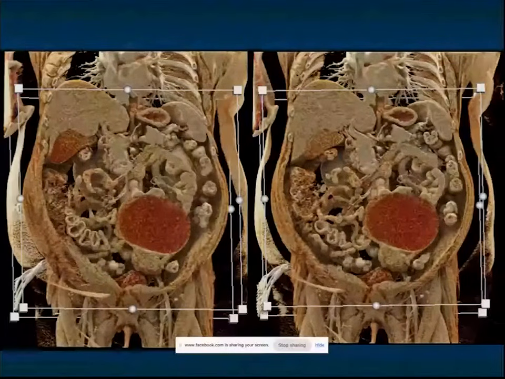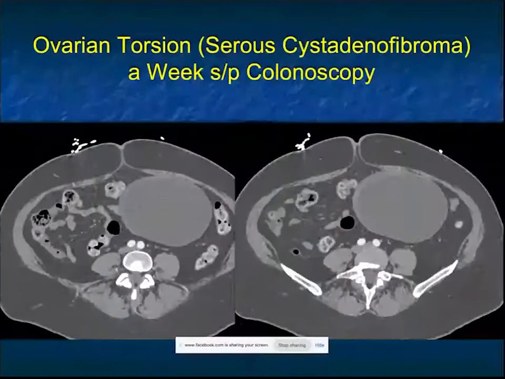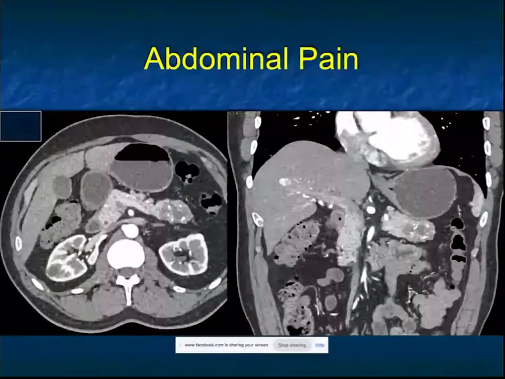Well, what is it? Well, this is an ovarian cyst with torsion. And in fact, it was a serous cystadenofibroma, which is a benign lesion. The colonoscopy somehow moved things around a bit and forced that ovary to twist on its axis, and the patient now developed a torsed ovary. So we don't think about torsed ovary, we think about it as acute onset of abdominal pain. But when you think about post-colonoscopy, perforation, injury to spleen, and issues with the ovary should be considered as well.